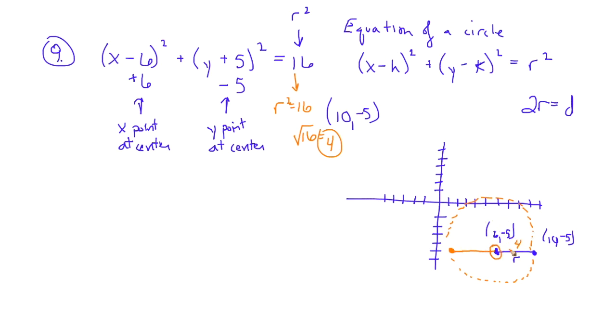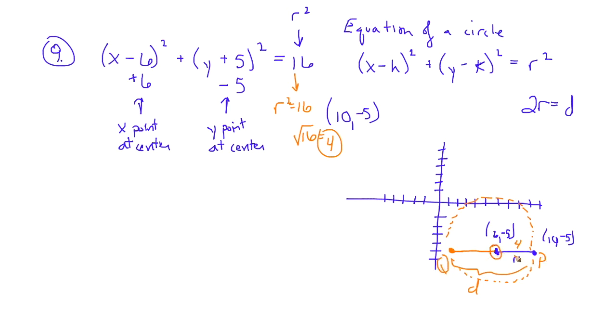And here I have my 4, so I can count back knowing I'm on the same y. So if I'm at -5, this entire thing altogether is going to be my diameter. And I can just label these. P is going to be 10, -5. My Q is all the way over here, and this is my center.